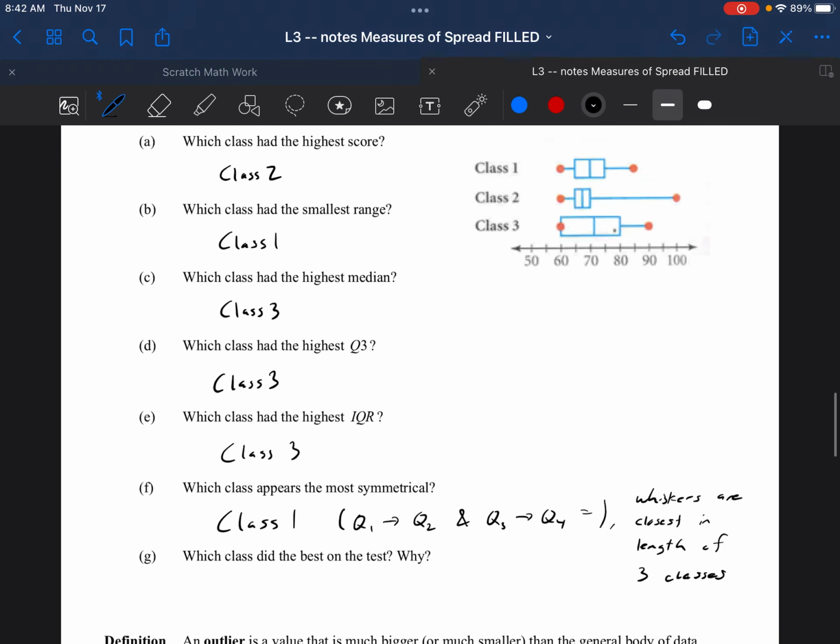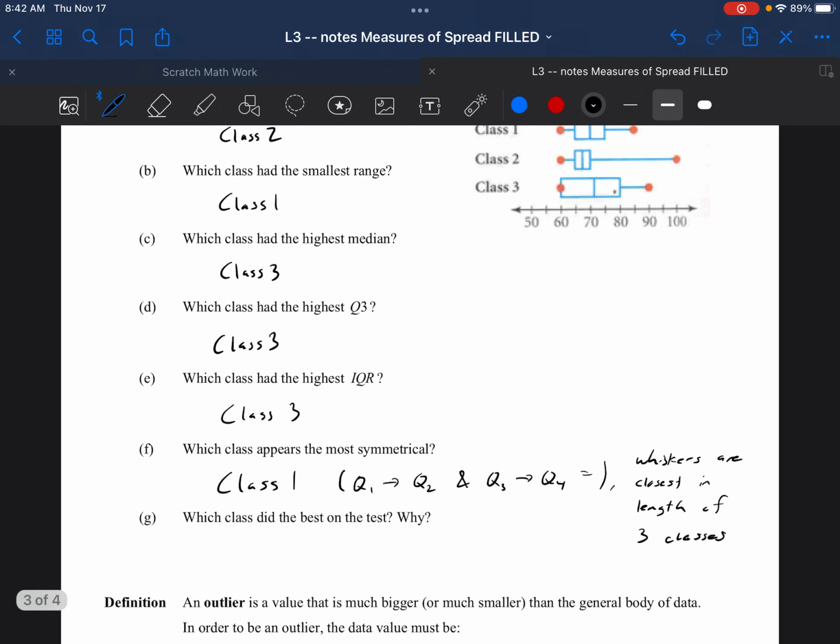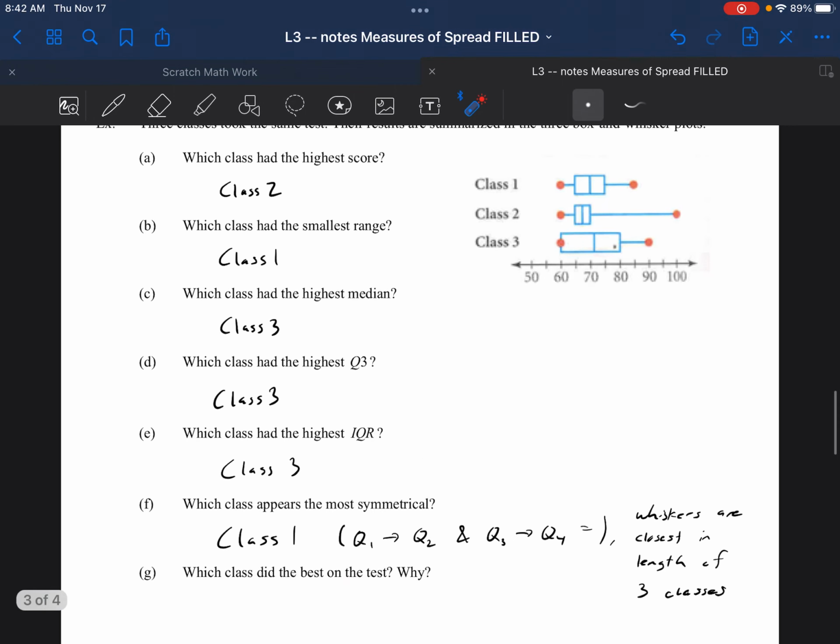Okay, and then maybe the toughest question to answer, right? Which class did best? So they all 3 have the same lowest value, 60, right? But this person got 100% in this class.